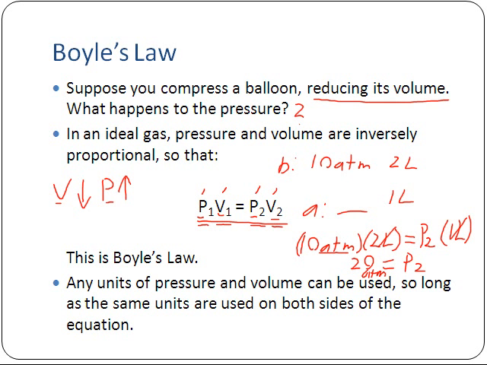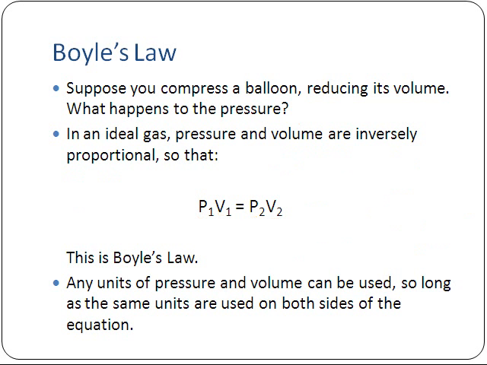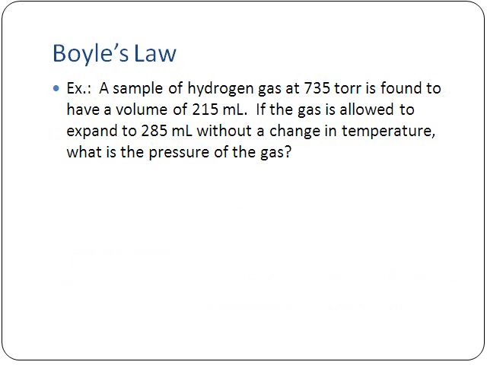And so let's see what happens with an example on that. So let's do a Boyle's Law problem here very quickly. A sample of hydrogen gas at 735 torr is found to have a volume of 215 milliliters. If the gas is allowed to expand to 285 milliliters without a change in temperature, what is the pressure of the gas? So what you want to do is figure out first what our original pressure and original volume are, and then we want to find what our final pressure is and our final volume.